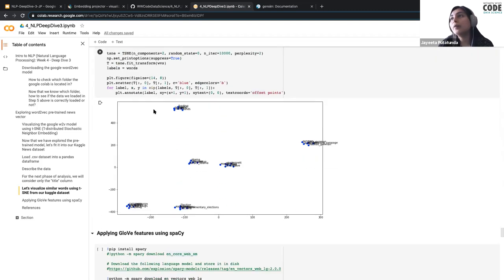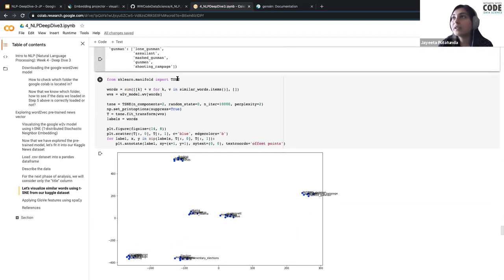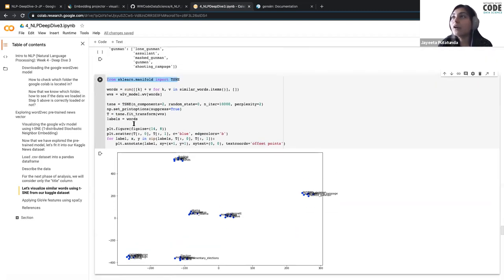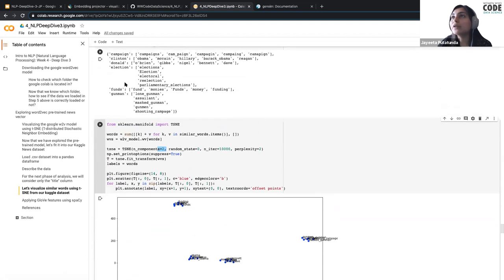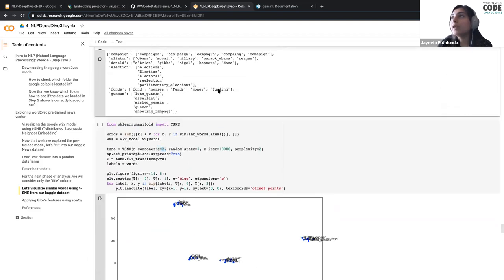Now we want to map it and see, in a similar t-SNE format from sklearn, how it looks in a 2D vector. So I called two components, which is a 2D vector. And now you can see the clusters together. This cluster is called the fund cluster. You'll see fund, money, funding, funds, these are all together here.